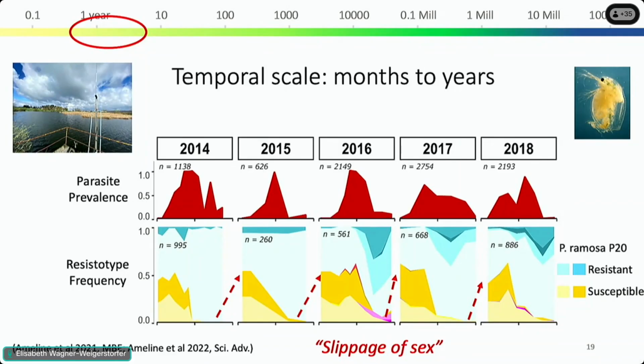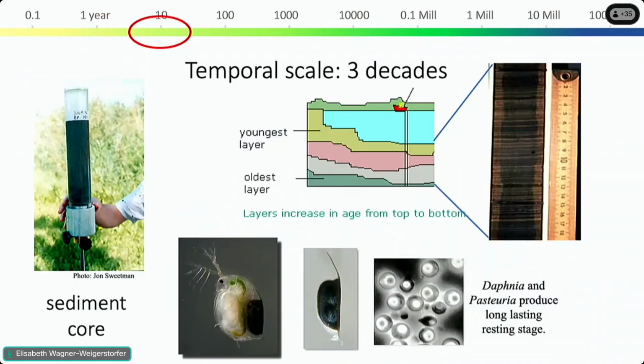But the important point is we do see strong selection over time scales, which make sense for how the Red Queen dynamics were suggested to work.